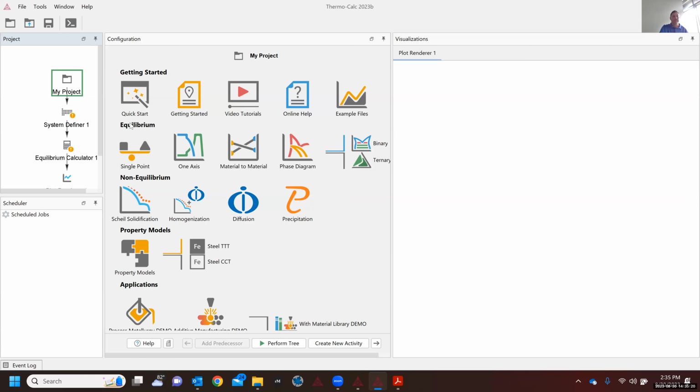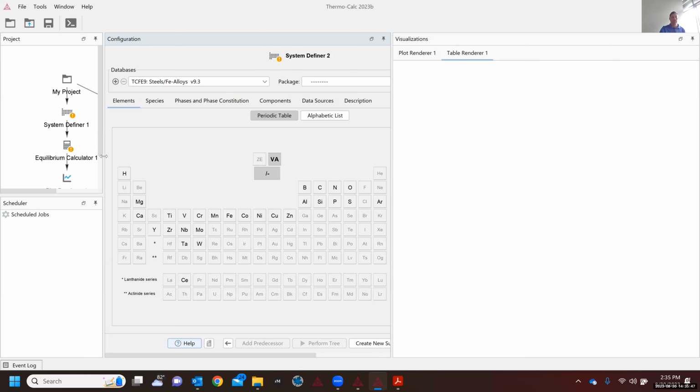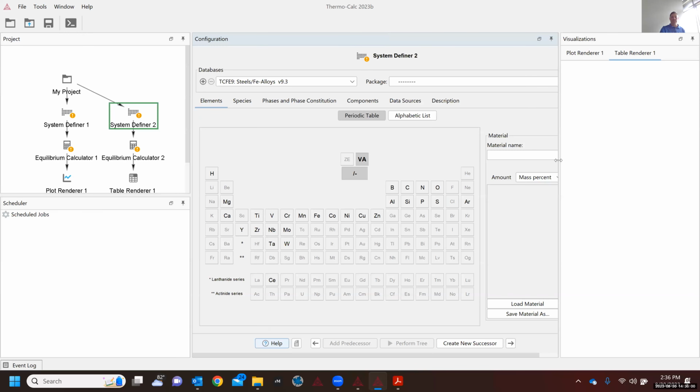So we have different types of calculations. We have equilibrium calculations. So a single point calculation would be, we click on that. Over here, we have a tree of our project. And when you click on one of these different modules, it will create a branch on your tree. The first branch on the tree is always going to be system definer. And under system definer, it's exactly that. If you have it up and running, you can follow what I'm doing.